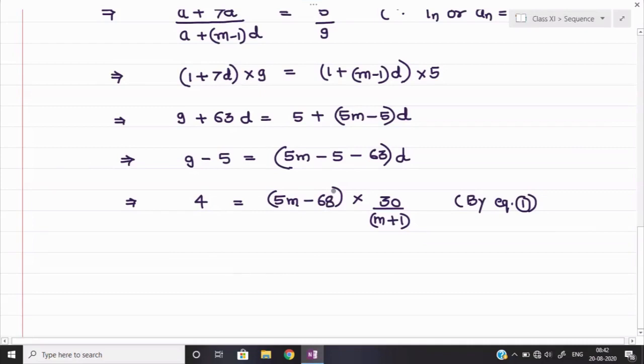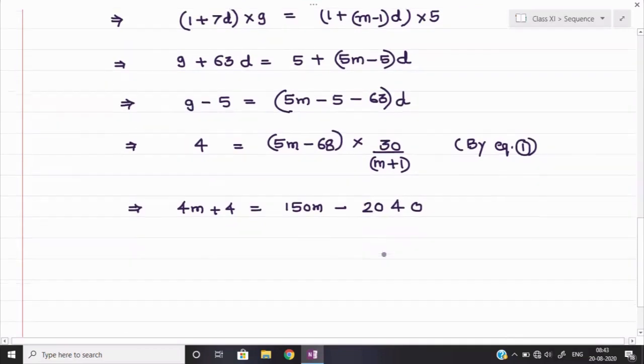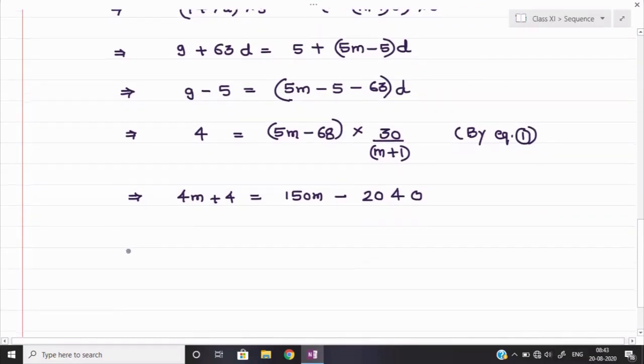Okay, so m plus 1, now we can multiply here. This will be 4m plus 4 is equal to same way 150m minus, now 68 and 30, anyhow we have to multiply as we have multiplied earlier. So if I multiply, this will be 0, then 8 3s are 24, 4 carry 2, and 6 3s are 18 plus 2, this will be 2040. Fine. Now 4m we can transfer onto right hand side, and 2040 we can transfer onto the left hand side.